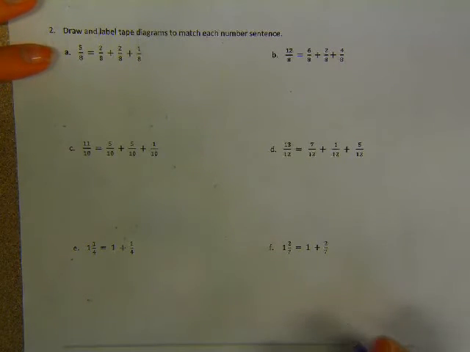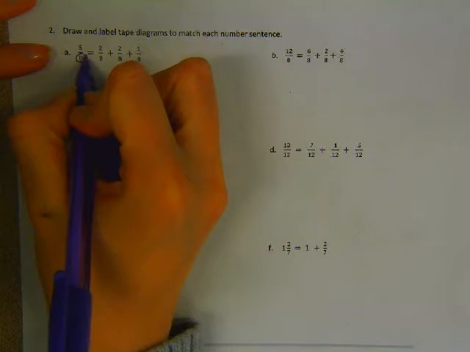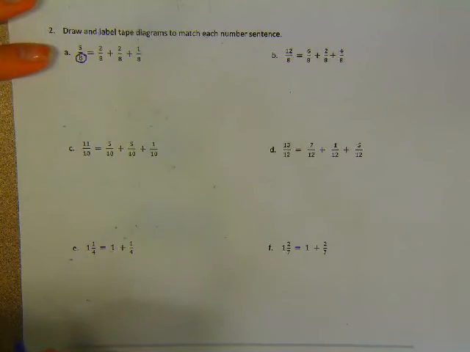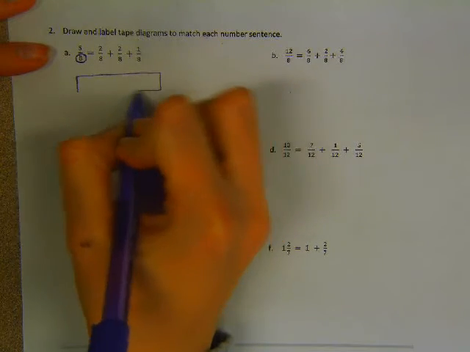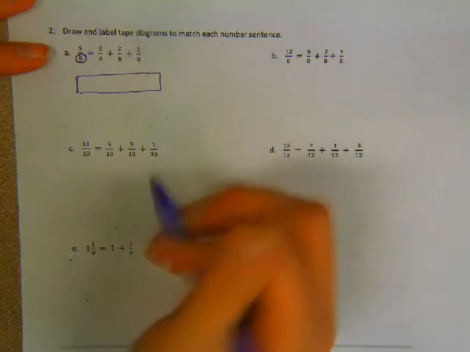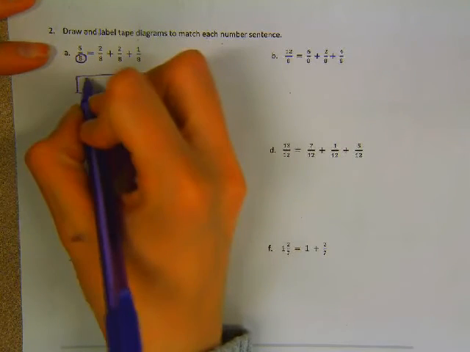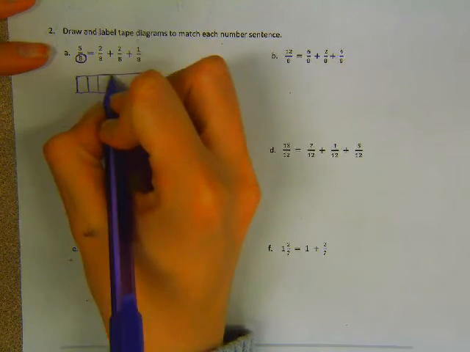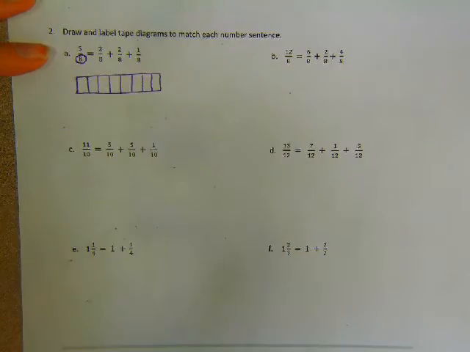5/8 equals 2/8 plus 2/8 plus 1/8. So I see that my denominator is 8, so I know my unit is going to be 8ths. So I'm going to draw a rectangle and split it into 8ths. To split this rectangle into 8ths, I need to draw 7 lines on the inside. 1, 2, 3, 4, 5, 6, 7.